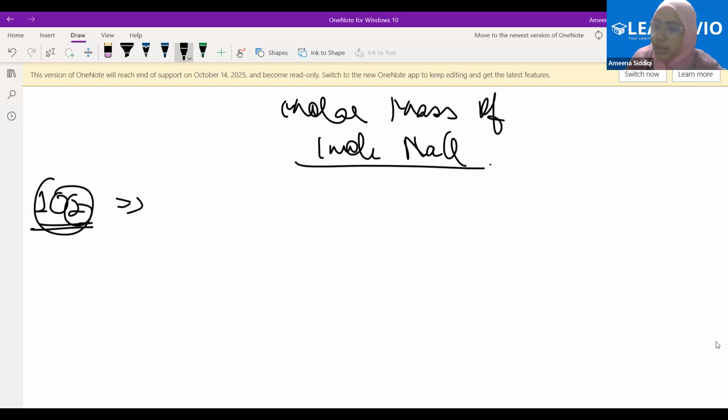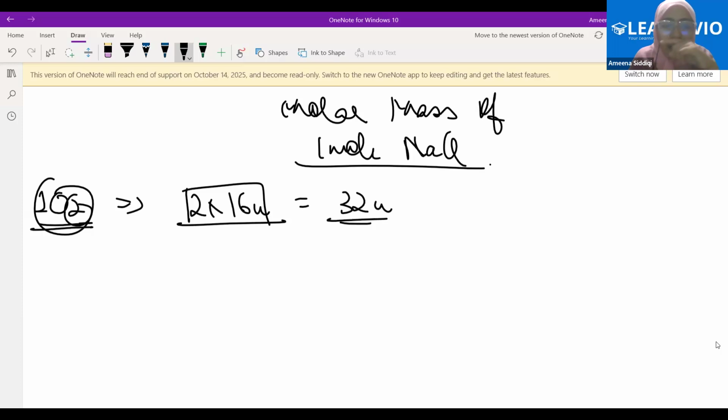Fine. So there are 2 atoms here. This is a molecule, right? How many atoms are present in this molecule? 2. If I have to know the mass of this, how will I know that? Clearly, I will multiply 2 into 16U, because the mass of one oxygen atom is 16U. I have 2 atoms here, so I will get 32U. Is it clear?